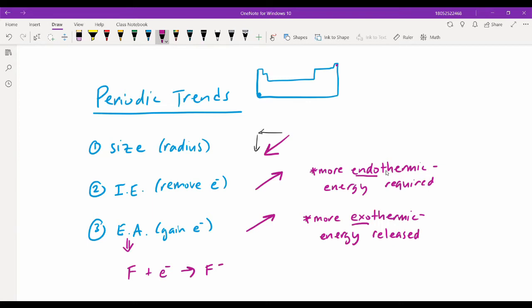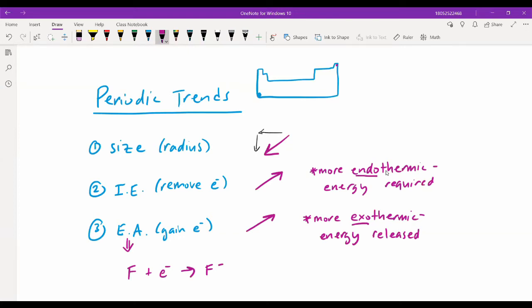Again, if you want to go over any more of the details, you can feel free to email me or come by the study hall, and I can explain more about maybe the size trends with the nuclear charge and all that.